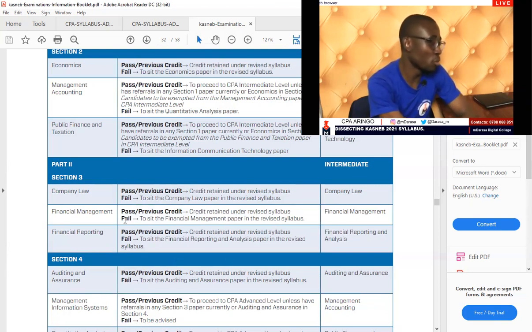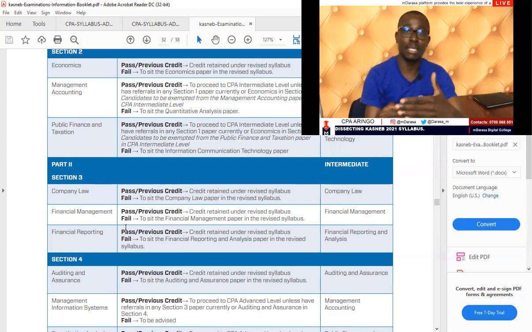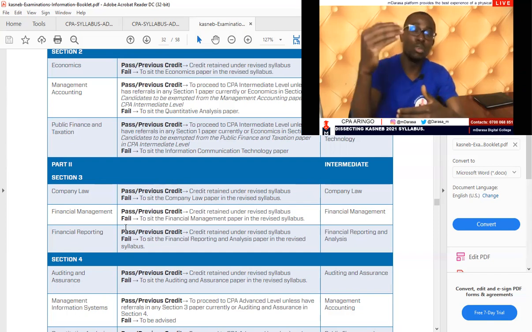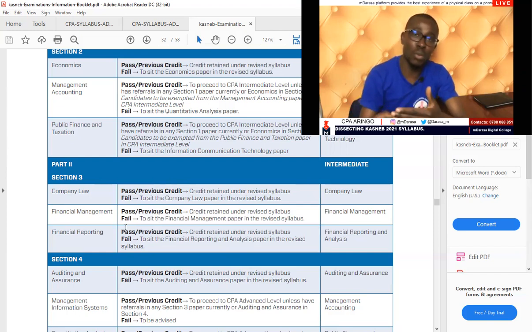Now, talk about financial management. For financial management, of course, if you had a credit, you're going to retain the same credit. But if you fail, you're going to redo the financial management paper, but with the revised syllabus. Mark my word very well. You're going to redo FM still, but with the revised syllabus.